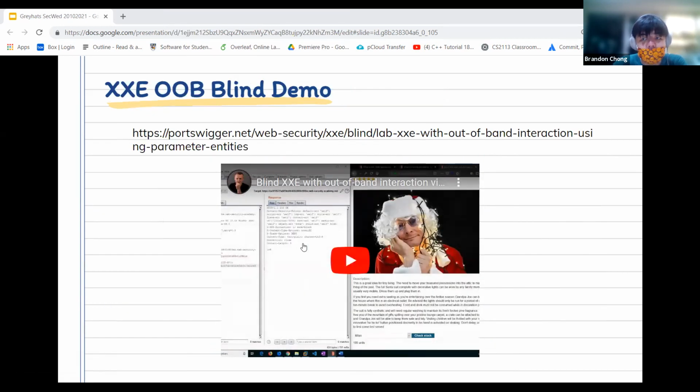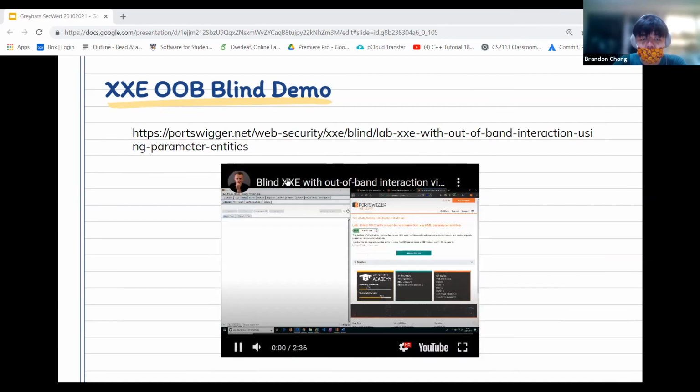Okay. So this is a lab example on out of band XXE. But I think in the interest of time, I don't have time to go through this. Basically, the goal of this lab is you're just using parameter entities to make the XML parser issue a DNS lookup and HTTP request to Burp Collaborator. So if you're more interested, you can go to PortSwigger.net and just search XXE with out of band interaction using parameter entities. They'll show you how exactly to use the doctype definitions to invoke out of band XXE.